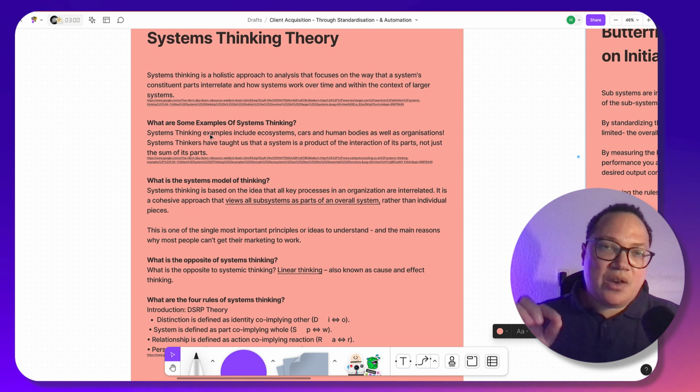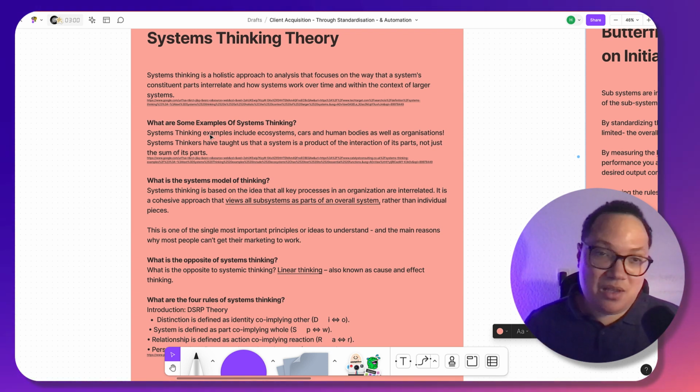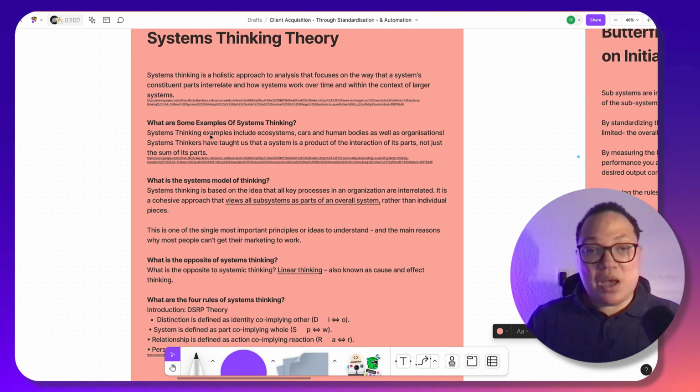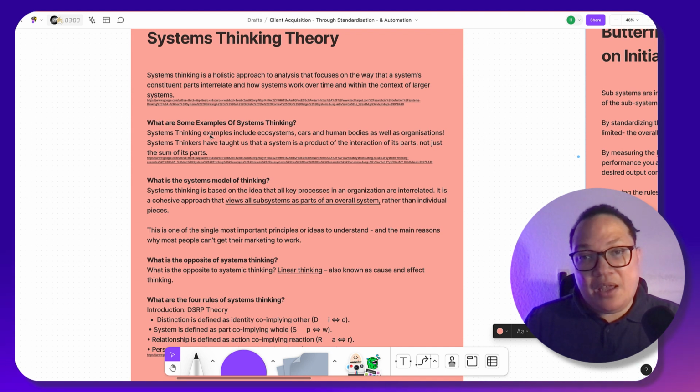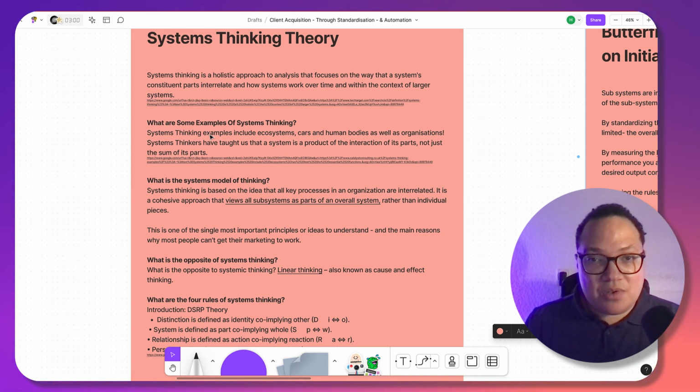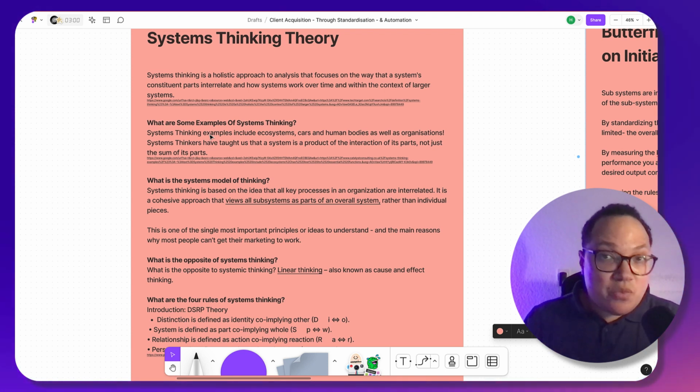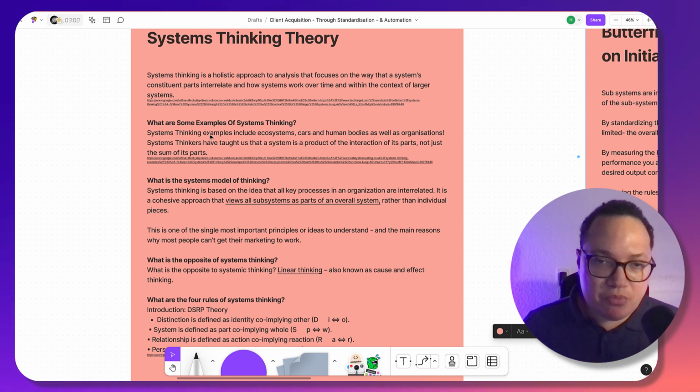And so it's important to understand why, and that has to do with the systems thinking theory that we're talking about. Systems thinking finds its best example if you look at ecosystems, cars, the human body, and even organizations. And systems thinking is especially taught in analyzing economic systems. It's very much used there, and it's based on the idea that all key processes in an organization are interrelated, all right?